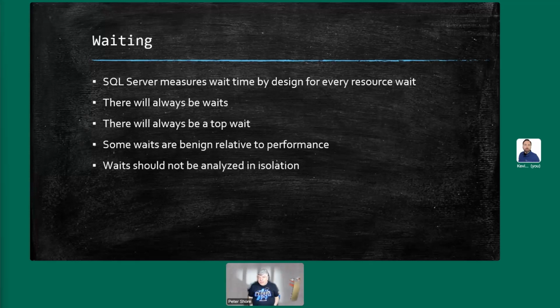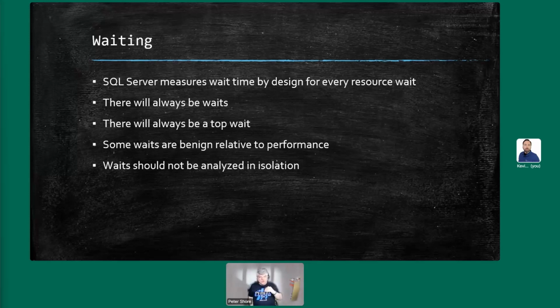Again, waits should not be analyzed in isolation. And this is relative in two ways. One, it's not just waits. We need to look at all of the other performance counters and things that we can measure and look at within SQL Server and the underlying OS.